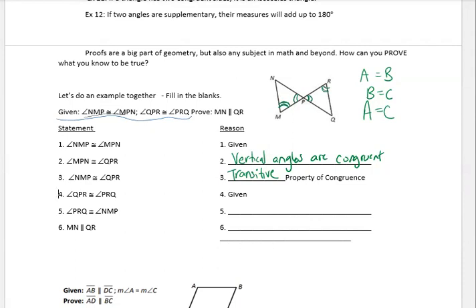So if we look at the last two steps that we've done, NMP was congruent to QPR and QPR was congruent to PRQ. And now we have that NMP is congruent to PRQ. So we took out this middle step. So that's that A equals B, B equals C. So then A also equals C. So we're down to the A equals C. So again, that is the transitive property of congruence.